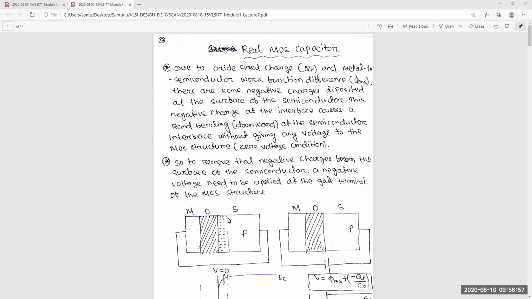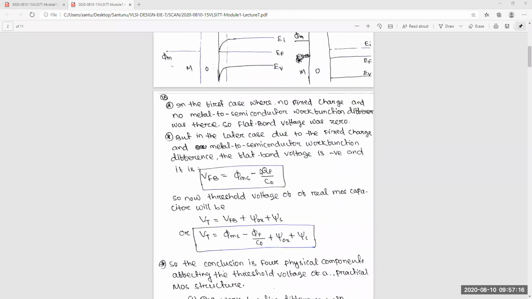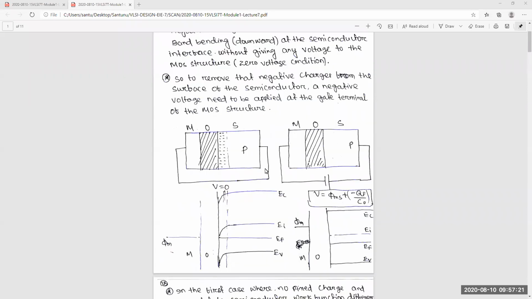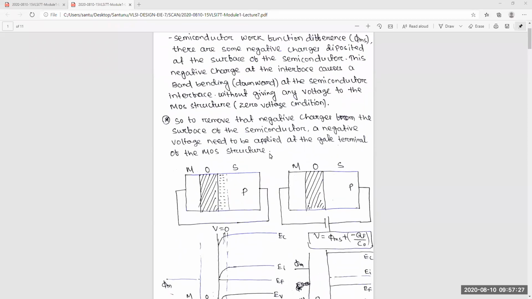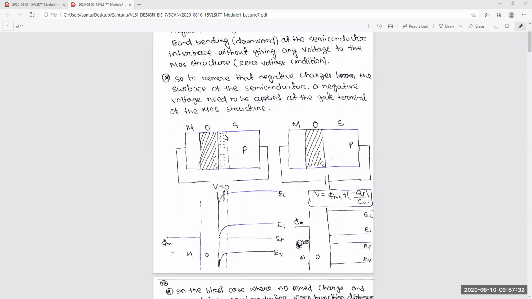How it is different from the ideal one, that we'll discuss. Here you can see, I think we have already discussed this real capacitor. Yes or no? Yes, sir. Okay. So you can see here again, due to both phi ms and the fixed charge, a negative charge is induced at the surface of this semiconductor.